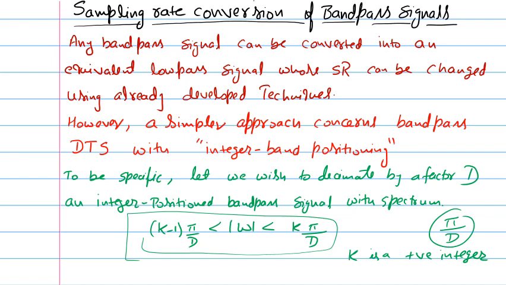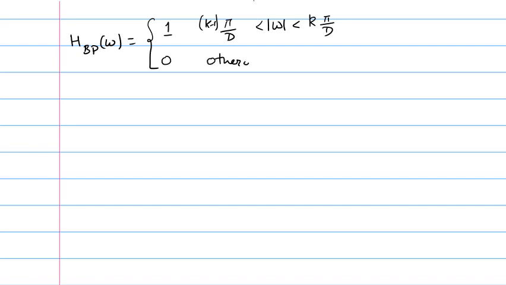So let me move to the next slide, there's no space. A band pass filter, let me write it down. You have one for mod of omega from (k minus 1) pi by D to k pi by D, and zero otherwise. So that's a band pass filter.